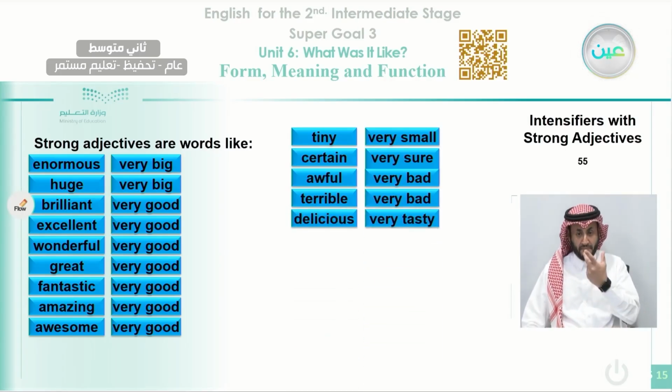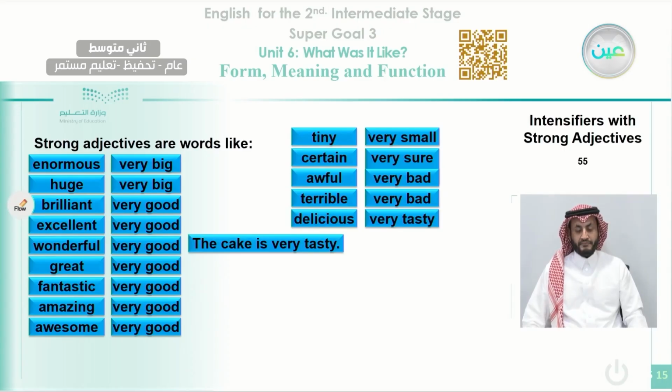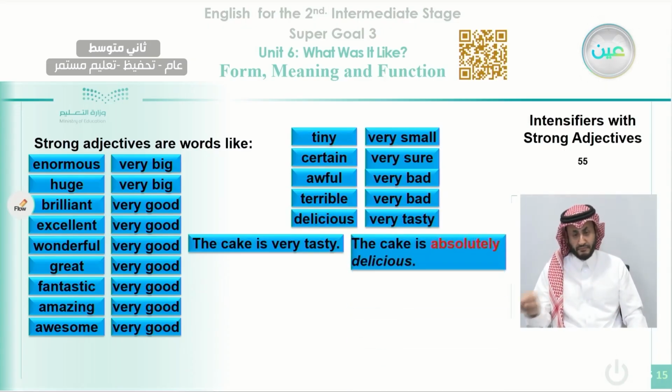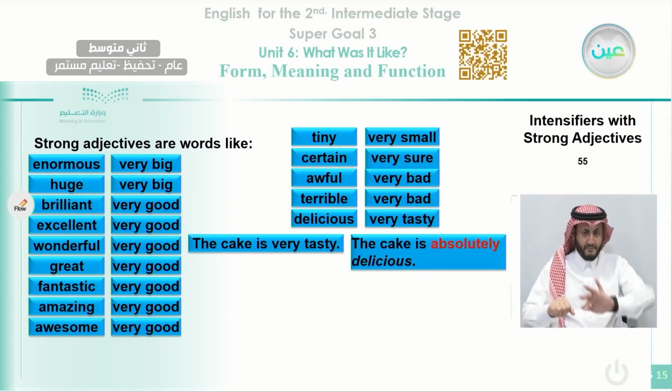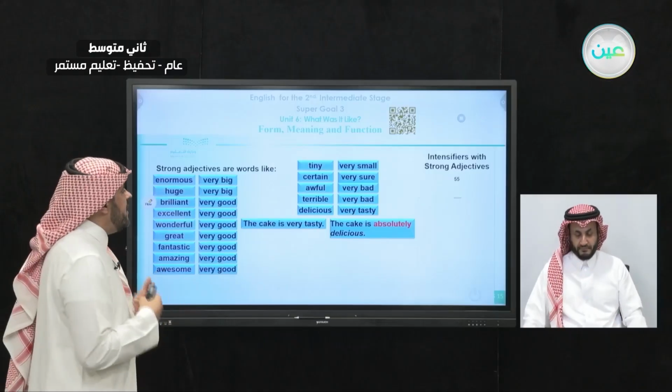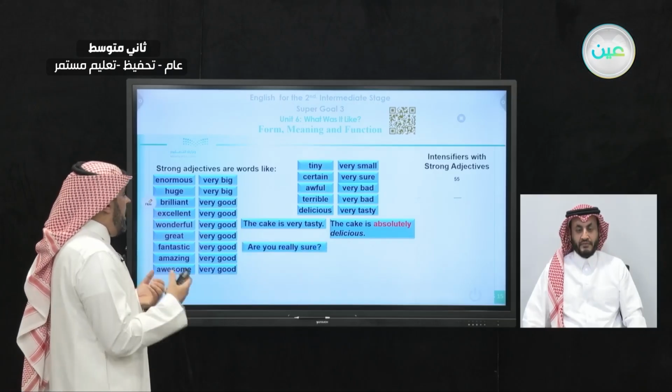Delicious means very tasty. Let's read the example here. The cake is very tasty, or you can say the cake is absolutely delicious. You cannot use very here, because delicious is considered a strong adjective. Are you really sure?